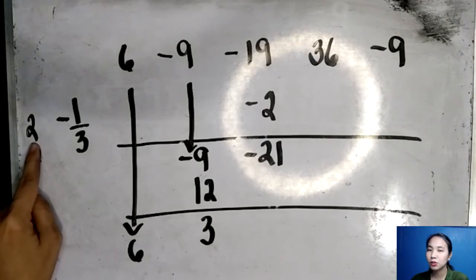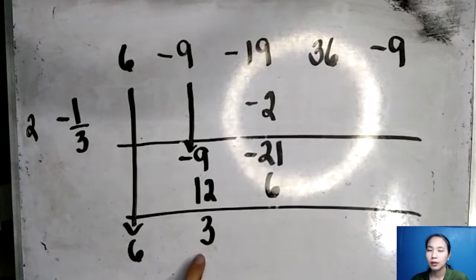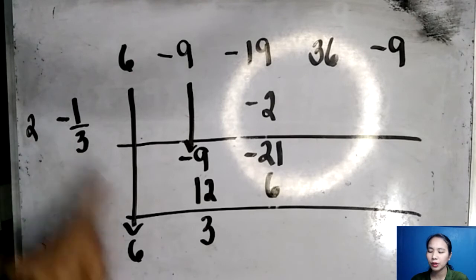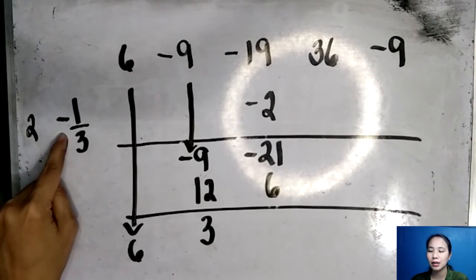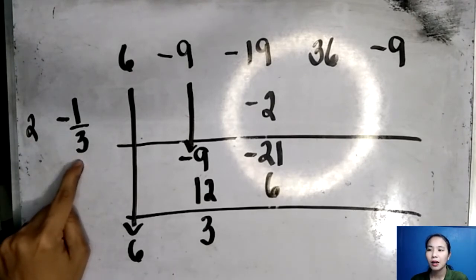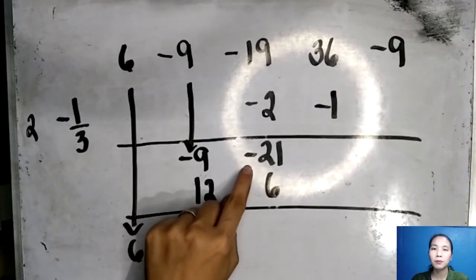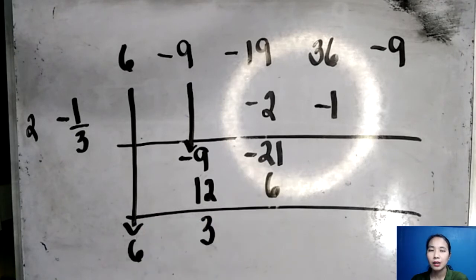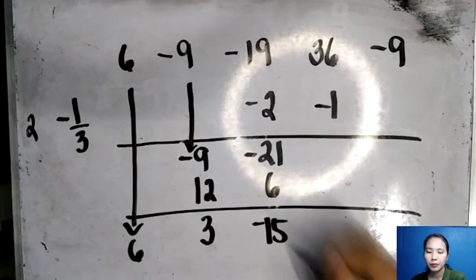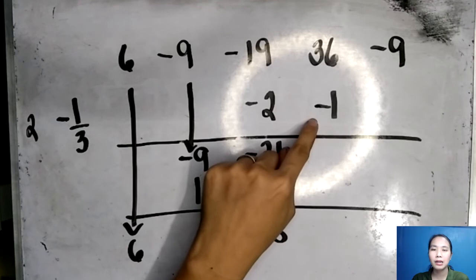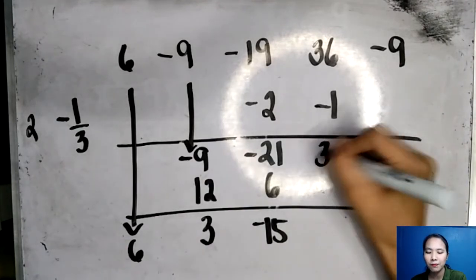3 times 2 is 6. 3 times negative 1/3. So, 3 times negative 1 is negative 3, divided by 3 is equal to negative 1. Then, mag-a-add ulit tayo. Negative 21 plus 6 is equal to negative 15. 36 plus negative 1 is equal to 35.